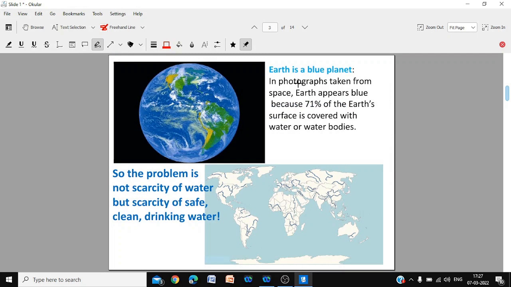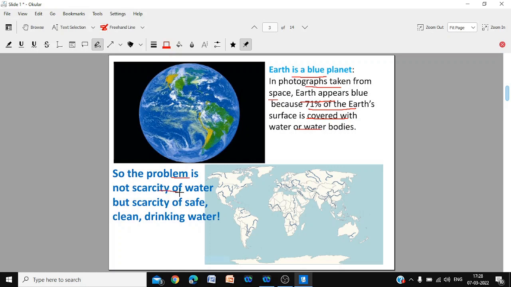Earth is called a blue planet. Why is it called a blue planet? In photographs taken from outer space, Earth appears blue. And why does Earth appear blue? Because 71% of the Earth's surface is covered with water or water bodies. Since a large part of the Earth's surface is water, we see it as a blue planet when we see it from space. So the problem is not scarcity of water.